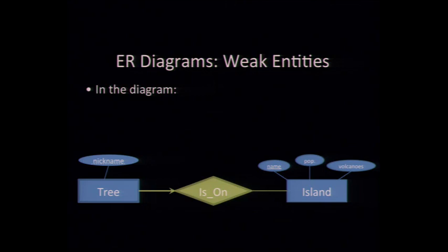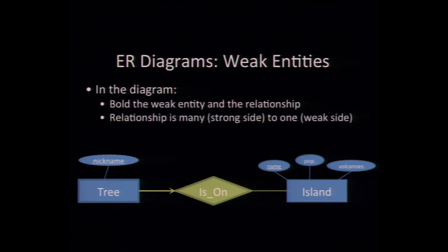And just to be more specific, what does that mean in the diagram? To make a weak entity in a diagram, you go ahead and bold the weak entity and the relationship. It's a little bit hard to see here, but tree and is on are both bolded. And then the relationship is going to be many to one. So the intuition here is that an island can have many trees, but a tree belongs to just one island. And then the very last thing is that for a little pizzazz, you go ahead and do a dashed underline on the key of the weak entity. So nickname here has a dashed underline. Does that make sense?